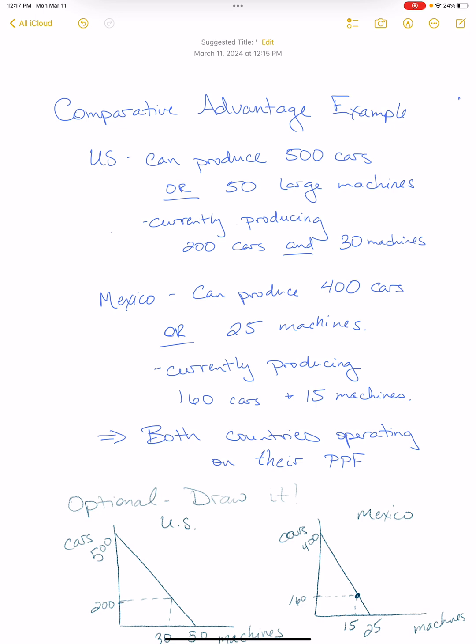Notice I'm emphasizing that word "or" there because it's letting you know it's a choice. They can do all of one or all of the other. These are going to be your endpoints on your PPF.